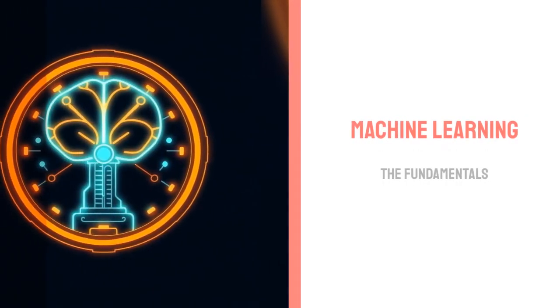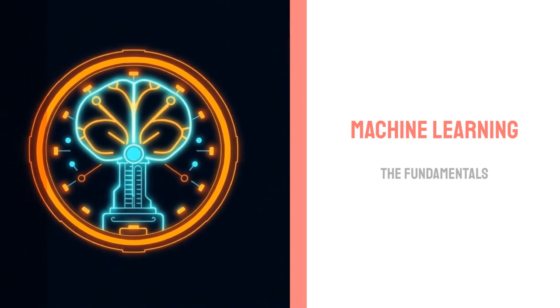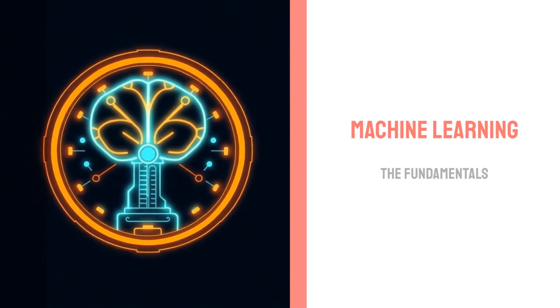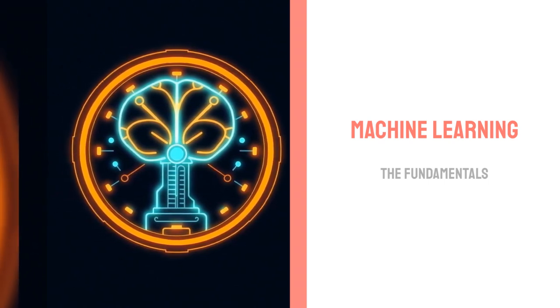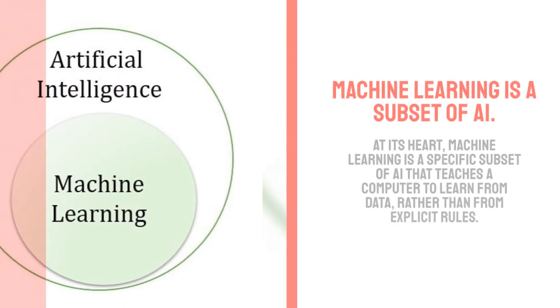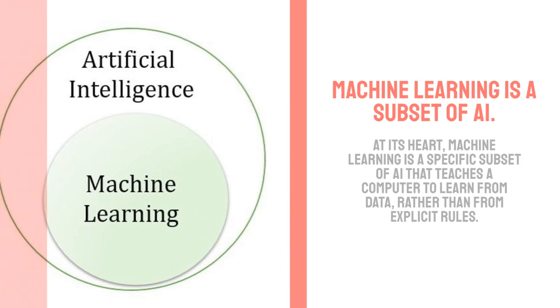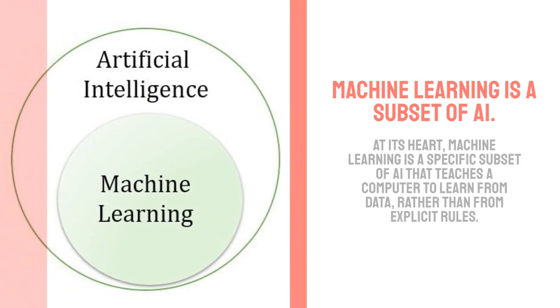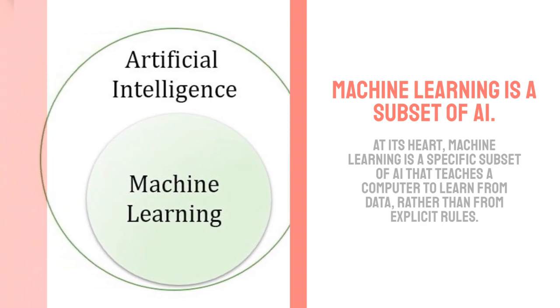Welcome. In this module, we're going to dive into the core of AI, machine learning. At its heart, machine learning is a specific subset of AI that teaches a computer to learn from data rather than from explicit rules. Instead of writing endless code for every possibility, you simply provide a large amount of data. The computer then finds its own patterns and makes predictions.